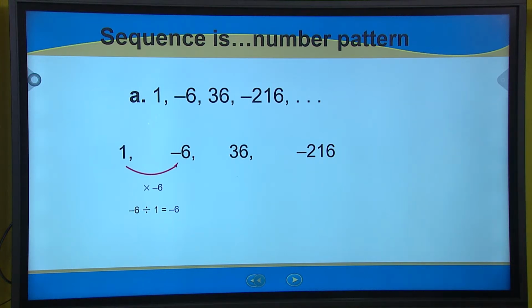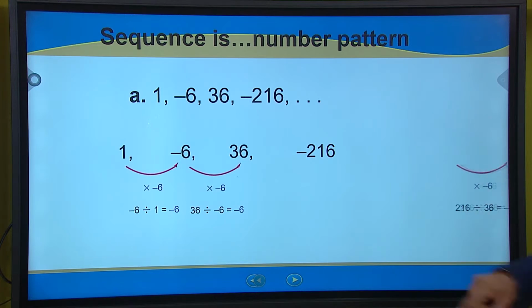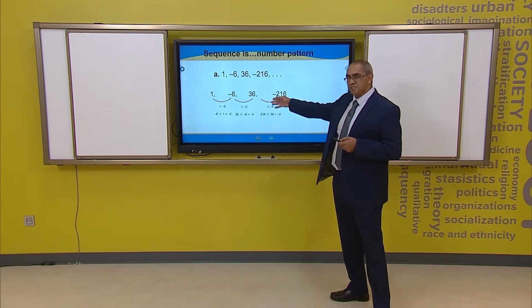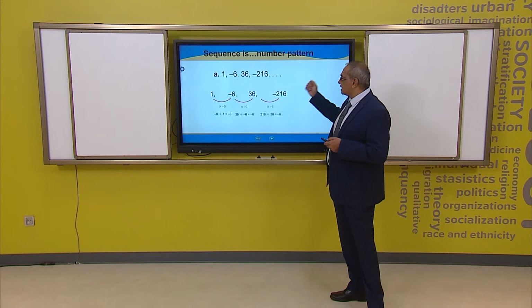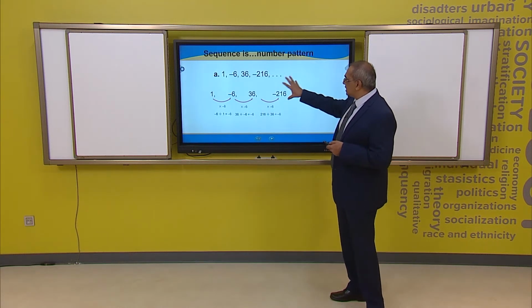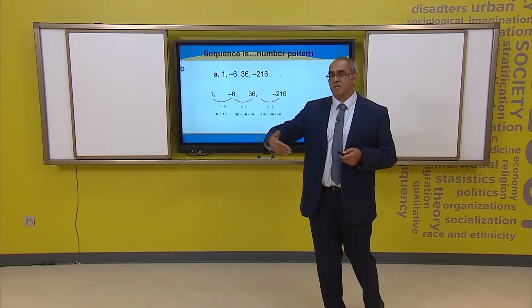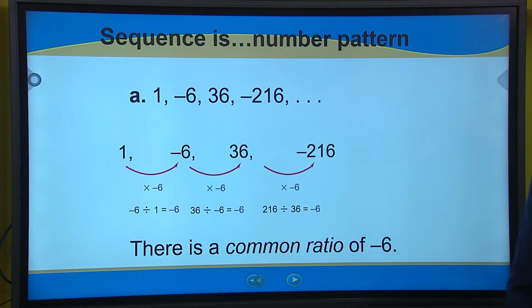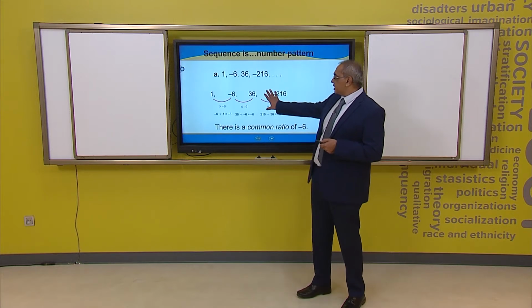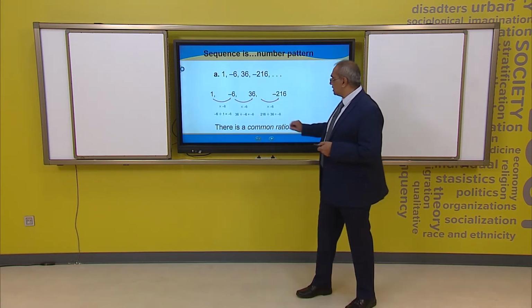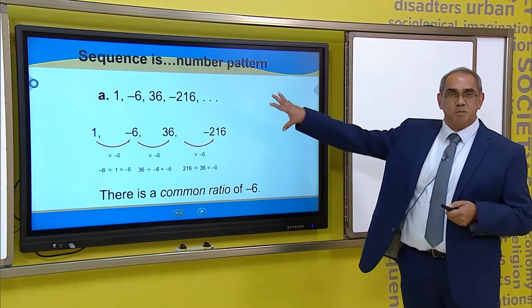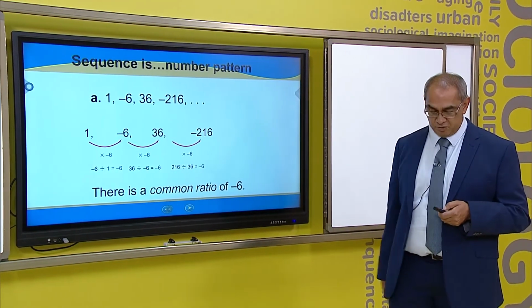If I look at that, between 1 and minus 6, there's a multiplying by minus 6. So 1 times minus 6 will give me minus 6. I multiply it by minus 6 again, I get positive 36. I multiply it by minus 6 again, I get negative 216. So what I'm seeing here is a pattern that is repeating. I am multiplying every number by minus 6. And we call that a common ratio. Okay? So the common ratio is worked out going backwards, the second number divided by the first number. That we call the common ratio. So in this particular number pattern, we have what is called a common ratio.